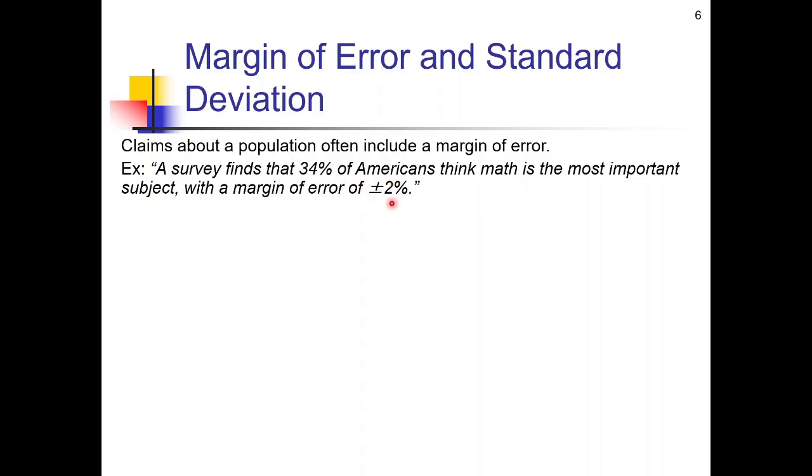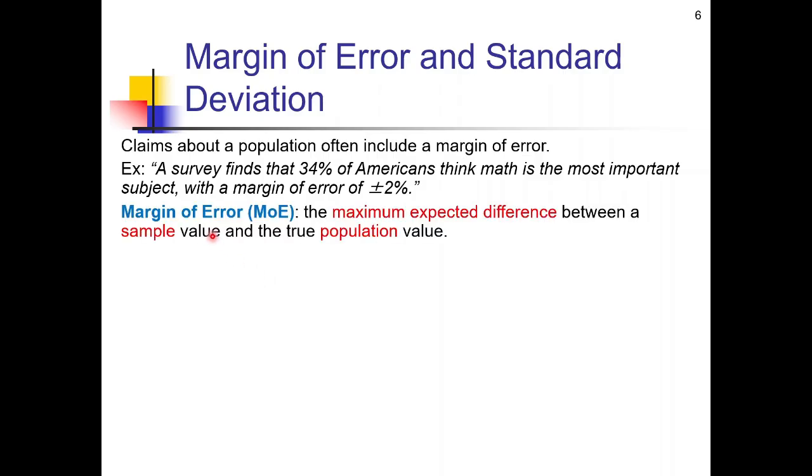I made these numbers up. But what does this margin of error piece mean? You might have seen this when news organizations were publishing poll results about candidates. The margin of error, which we could call the MOE for short, is the maximum expected difference between a sample value and the true population value. Basically, it's a measure of how far off we think our answer could be from the true answer.